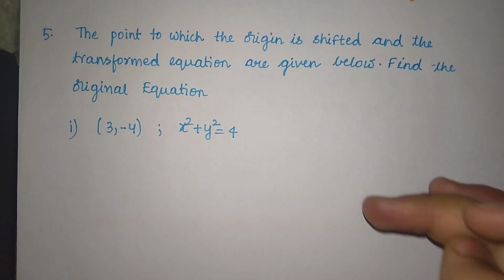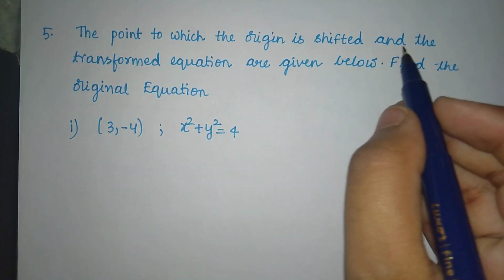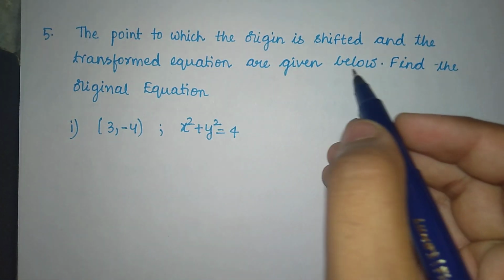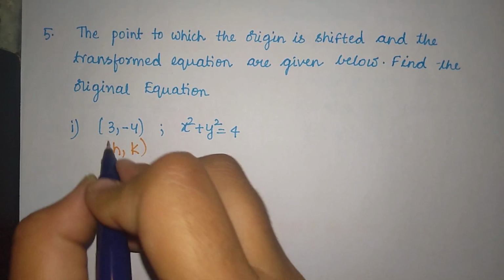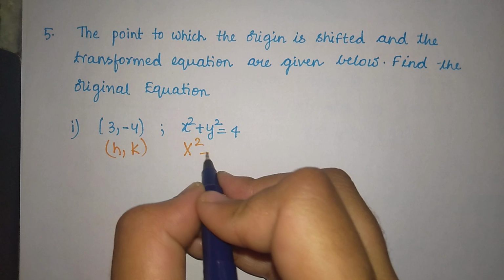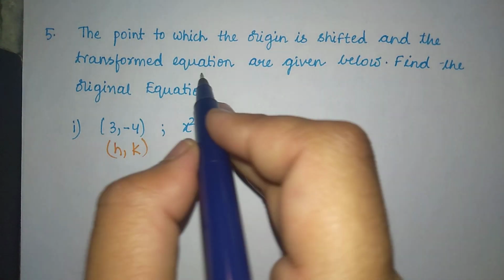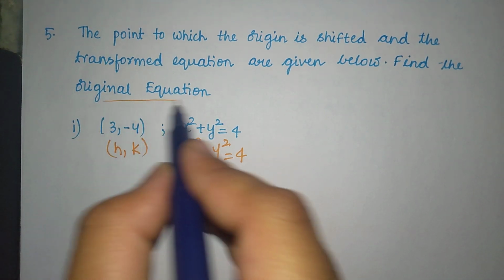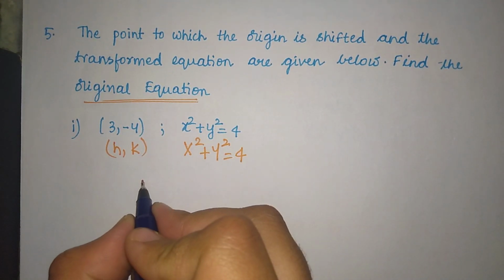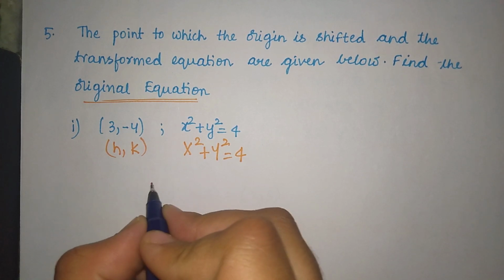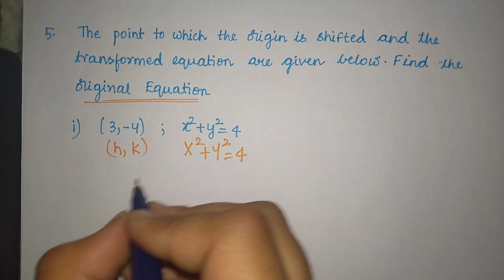This is the fifth sum in the exercise. The point to which the origin is shifted and the transformed equation are given below. That means this is h comma k. This is the equation in capital X plus capital Y square is equal to 4. They have given the transformed equation and they are asking us to find the original equation. Okay, they have given the capital X equation. They are asking us to find the small x equation. So what is given here, that only you have to take for the formula.